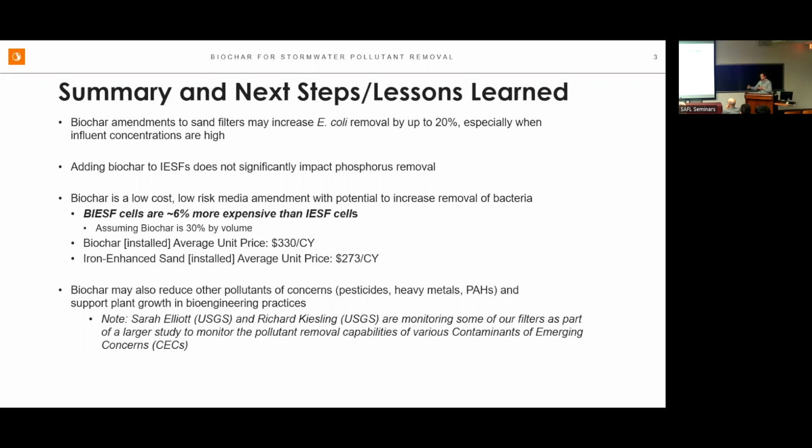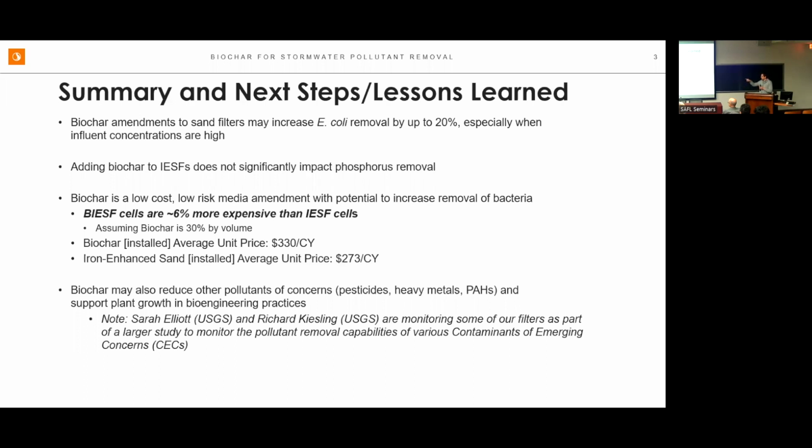So when we were monitoring these, we were monitoring for E. coli removal, or the bacteria, and total phosphorus and orthophosphorus. So we were monitoring for all those 3 things, and we didn't see a large reduction between the iron enhanced sand filter cell and the biochar filter cell. And we thought we might because we're reducing the amount of iron enhanced sand in that filter. But the biochar was a low cost, low risk media amendment. And we realized between the 2 different cells, we only had about a 6% increase.